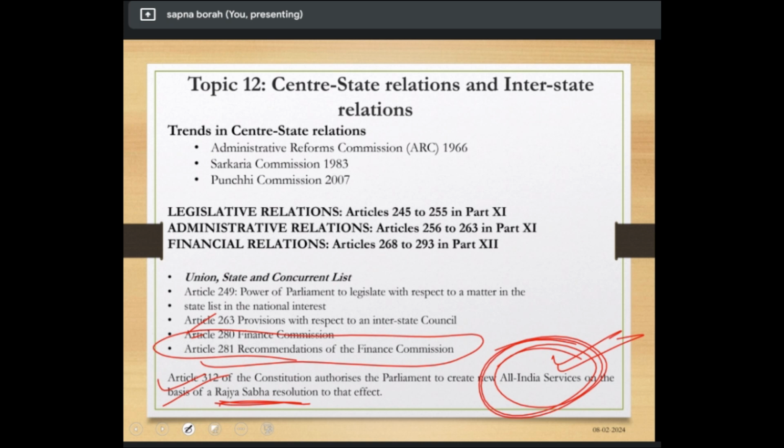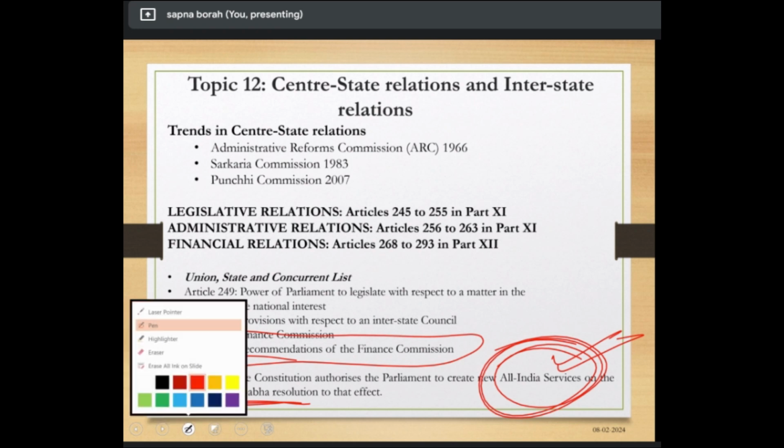For prelims, the main point is that there is a difference between who has the power to pass a resolution to legislate a matter with respect to the state list, and who has the power to authorize Parliament to create a new all India service. That will be the Rajya Sabha. Okay, I hope I'm clear till here. Very brief, you should know the gist of this chapter.